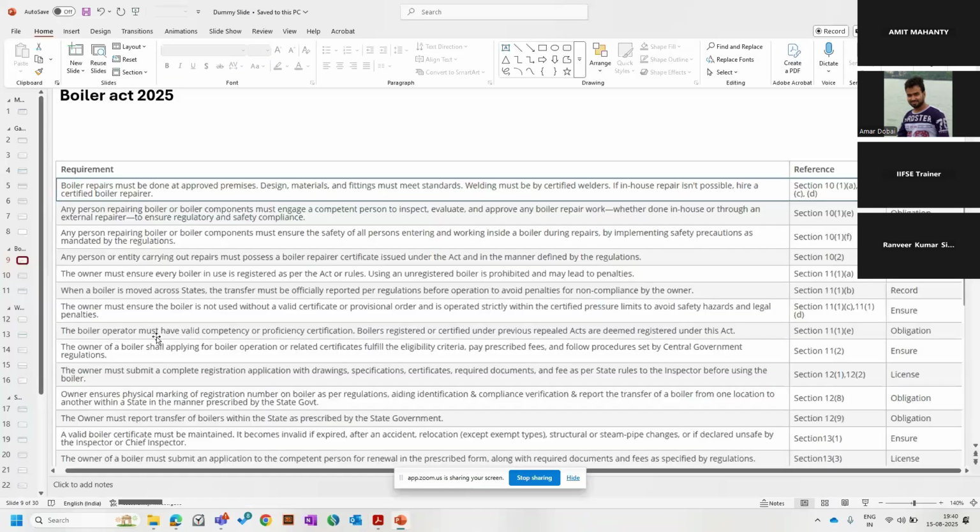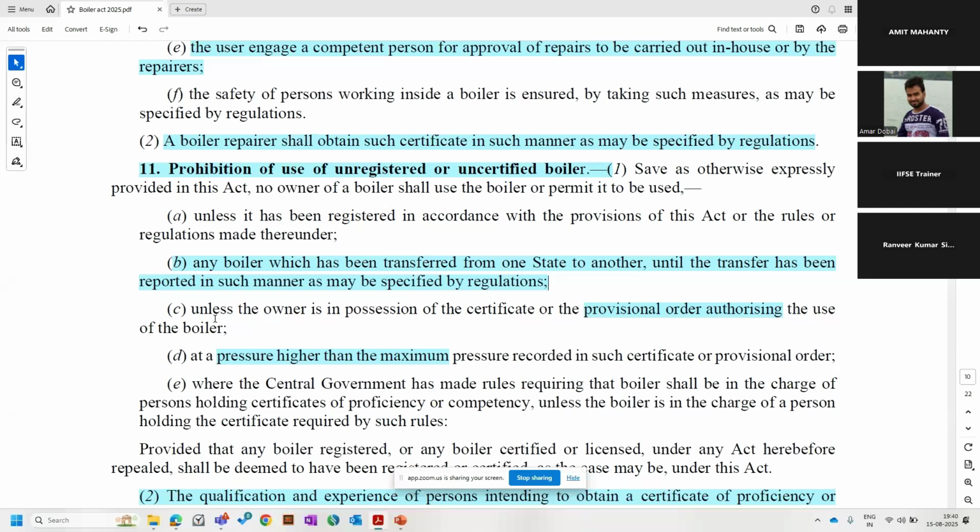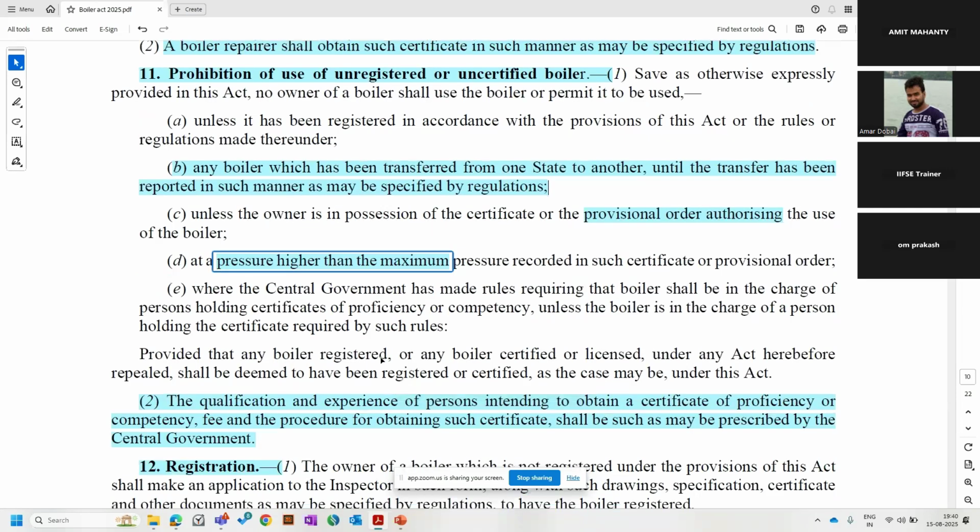Then the owner must ensure the boiler is not used without a valid certificate or a provisional order and is operated strictly within the certified pressure limits to avoid safety hazards and legal penalties, which is 11(1)(c) and 11(1)(d). So unless the owner is in possession of a certificate or the provisional order authorizing the use of the boiler, and at a pressure not higher than the maximum pressure recorded in such certificate or order, they should not operate. They can operate with the provisional certificate, and they should not exceed the pressure, which is the designed or working pressure.